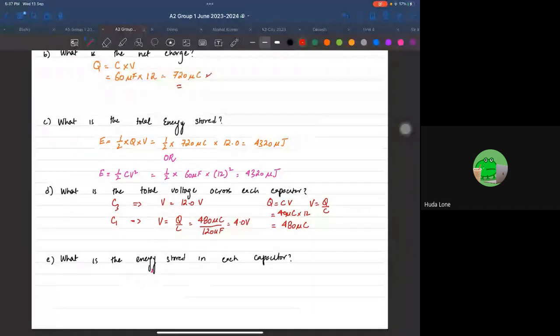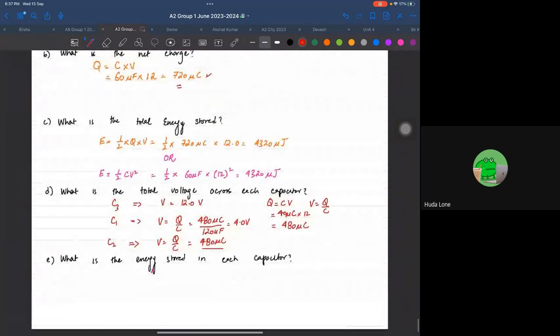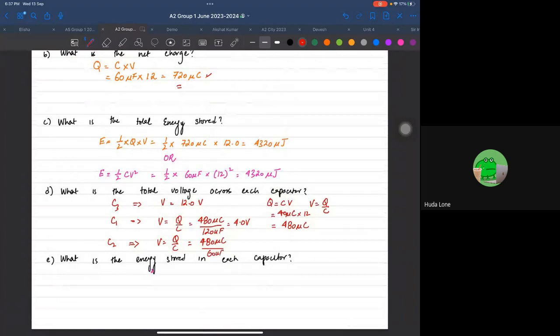For the next one, which is C2, the voltage is charge over capacitance. You have the same charge because they're in series, and the capacitance was, I think, 60. So 60 would mean that it's going to be 8.0 volts. Do you guys get it? Please have a look and let me know if you have a question here.